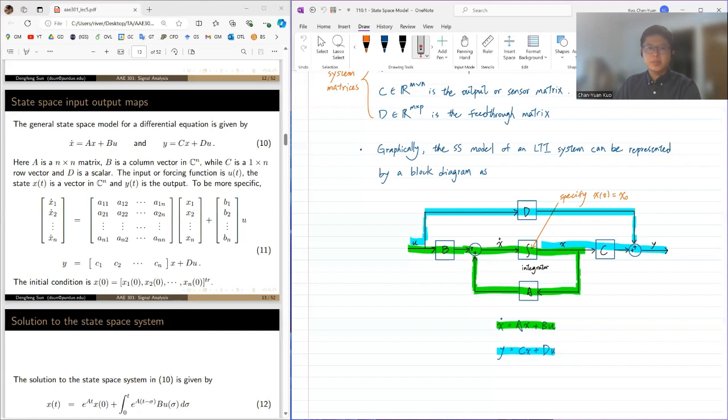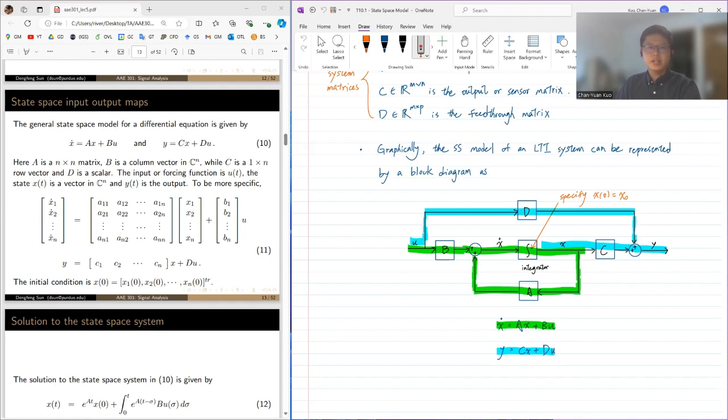Next, let's look at the part related to the output equation. The output equation is described by the equation y equals Cx plus Du. So the summation of Cx and Du is equal to y.